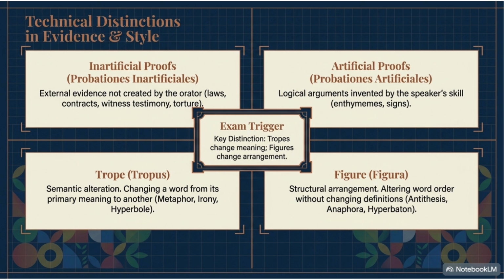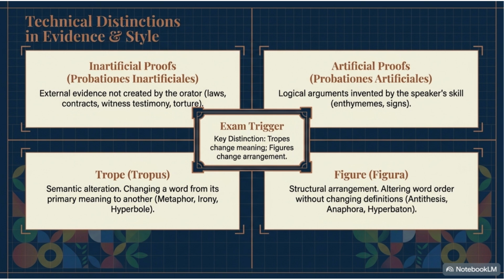Bringing everything together, notice that this slide discusses both proof and style. An orator must first convince the audience with strong evidence. That is why Quintilian explains artificial and inartificial proofs. Then the orator must express ideas beautifully. That is why he explains tropes and figures. Good rhetoric requires both. Strong arguments alone may sound dull. Beautiful language without evidence may sound empty. Quintilian wanted both logic and elegance.